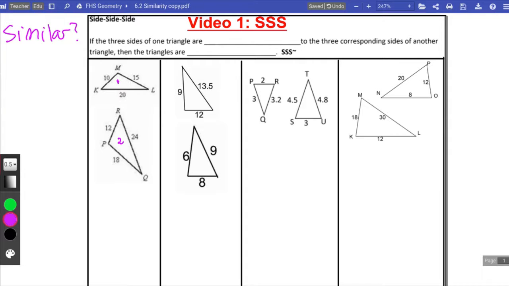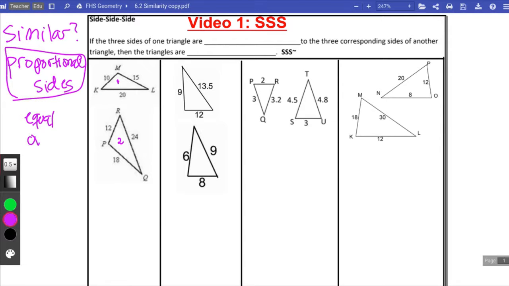Well, similar means that they have to have proportional sides. If they have proportional sides, they also must have equal angles. Okay, well, let's put that into work. Triangle 1 and triangle 2. I'm just going to compare the sides. So how do you determine?